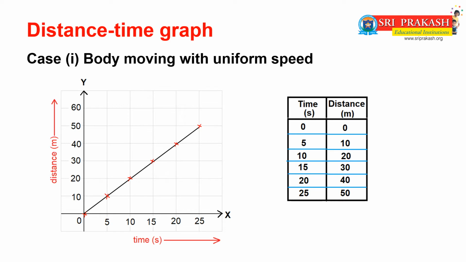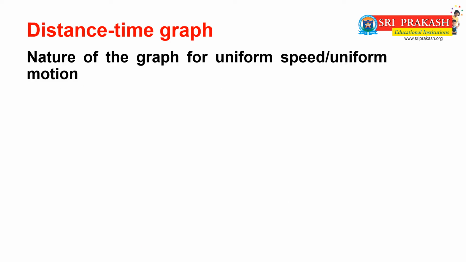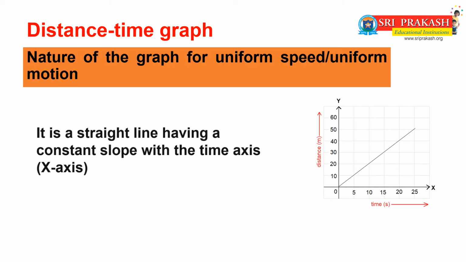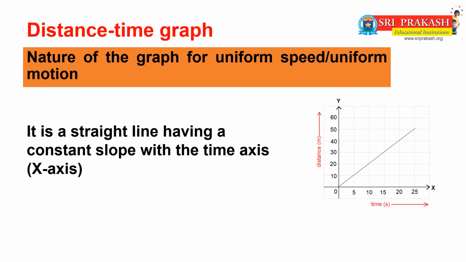The result of the graph is a straight line having a slope with the time axis. Nature of the graph for uniform speed or uniform motion: it is a straight line having a constant slope with the time axis, which is the x-axis.